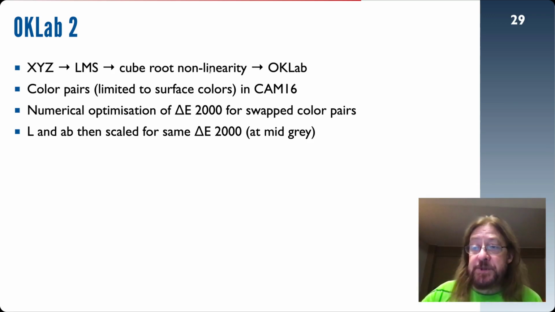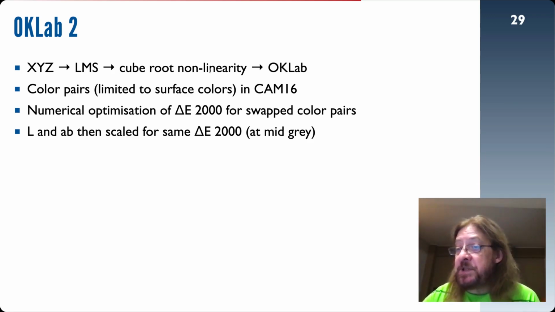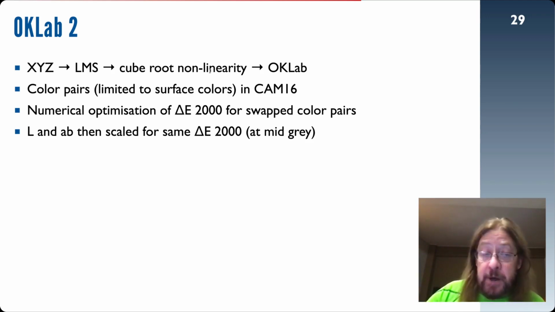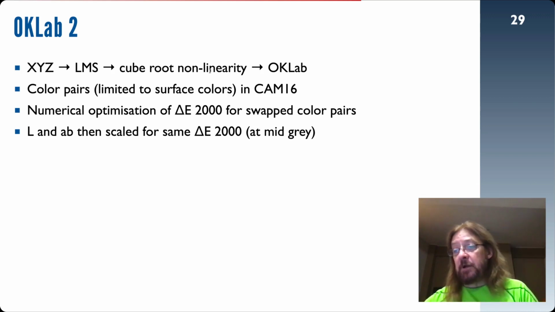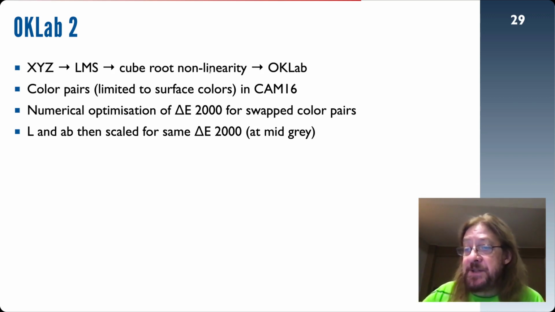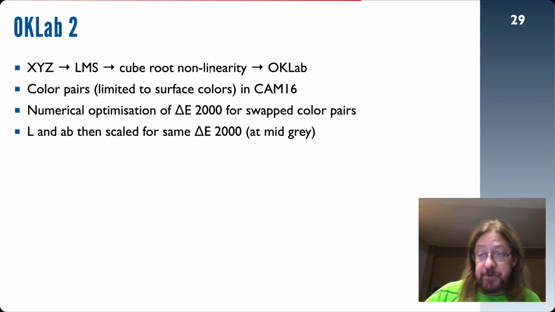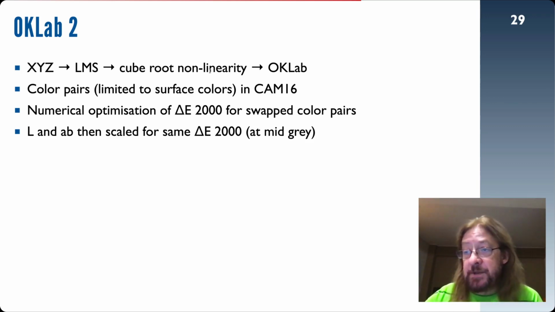Now, OKLab was developed by generating pairs of colors in CAM16-UCS, which had either the same lightness, or the same hue, or the same chroma. Converting them to the new color space, and then swapping the coordinate that was supposed to be the same in each pair, and computing the difference using deltaE 2000. Numerical optimization was then used to minimize the error. Also, for uniformity, the AB plane was scaled, so lightness and AB changes had the same deltaE 2000 at mid-gray.